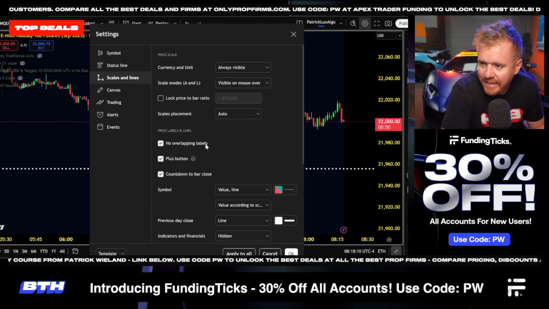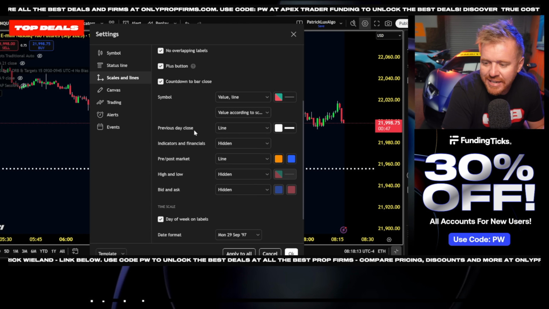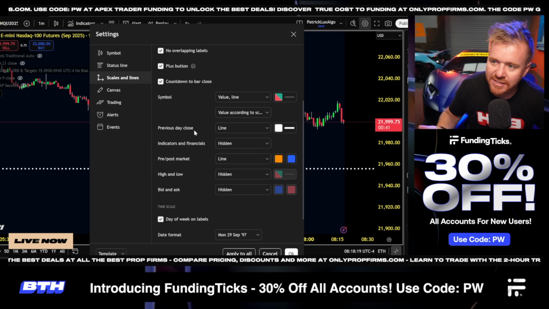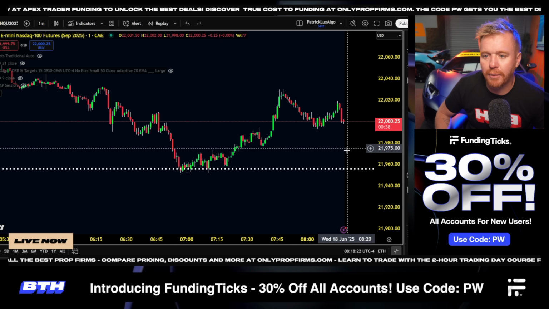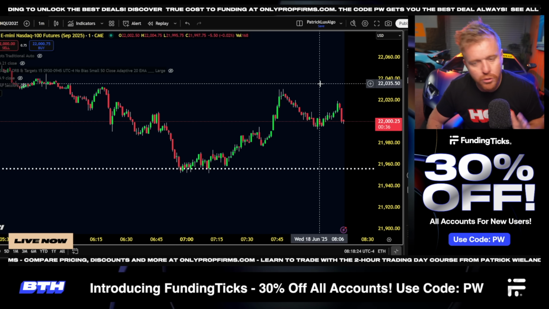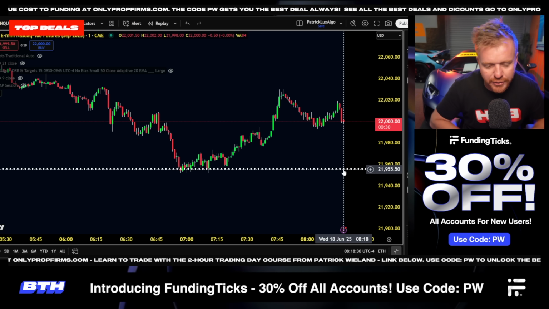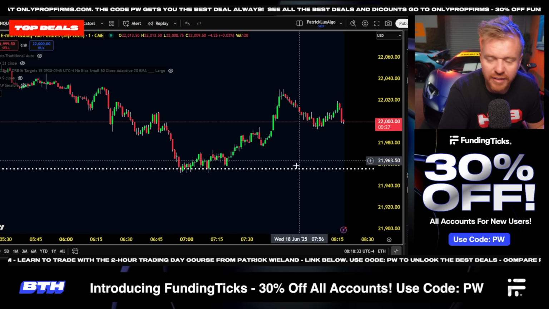Go to settings, go to scales and lines, go to previous day close. Very important level, right? It's telling us where the market closed the previous day. Keeping it on the chart, I'm like, hey, we're above yesterday's close. That means we're bullish, we're kind of gapping up. However you want to look at it, that's previous day close. It's on the chart, it's free. Put it on there, know where it's at, live by it.